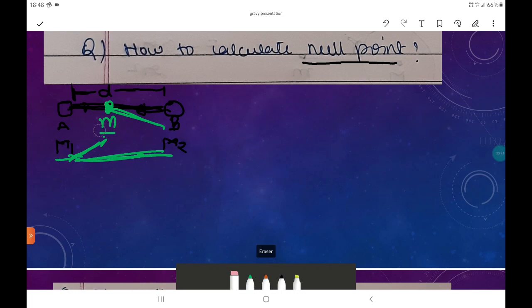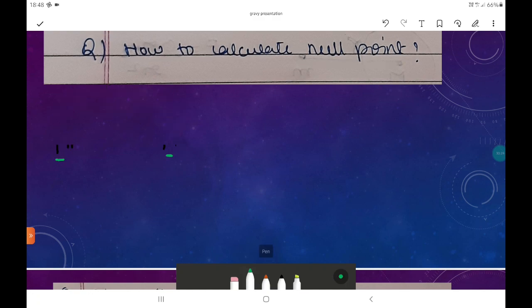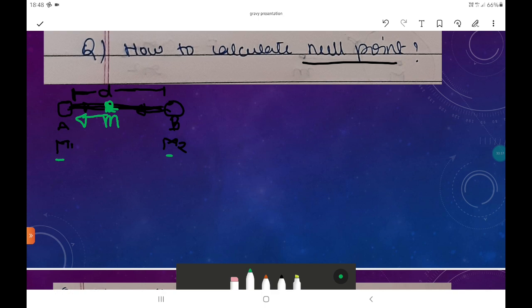But the small mass m, whatever place I keep it between or outside them, one point will be such where whatever the gravitational force is attracted over here, the same gravitational force will be experienced on this side, and both will get nullified, so that the small m will experience F net to be 0. That point where the F net on this small particle m is 0, you call it the null point. Null point means F net is 0, no force over there.